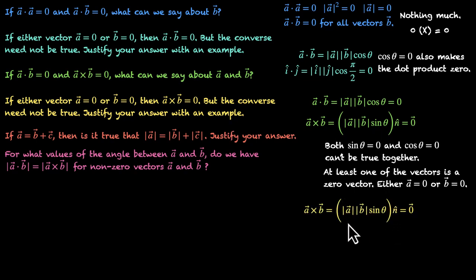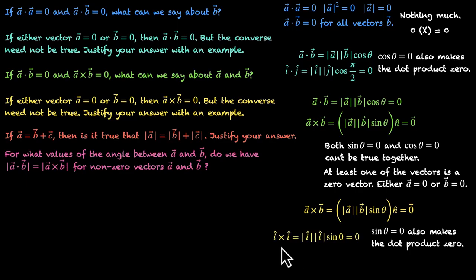If mod of A times mod of B times sine of theta is 0, then any one of these three could be 0. We can still make this 0 with non-zero vectors. How can we do that? Well, we can make sine theta equal to 0. And when is sine theta equal to 0? That's when theta equals 0. So we can do this for collinear vectors. Here's an example: i cross i. Both of them are non-zero, but their cross product is still 0. Why is that so? Because the sine of 0 is making this entire thing equal to 0.